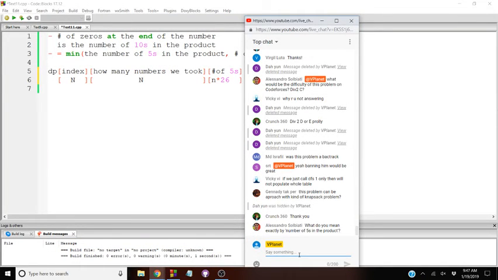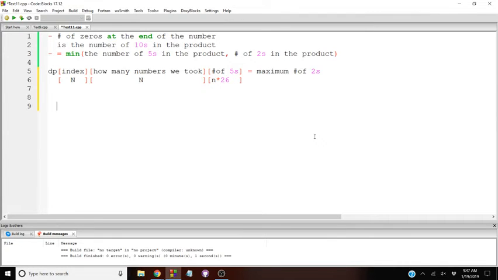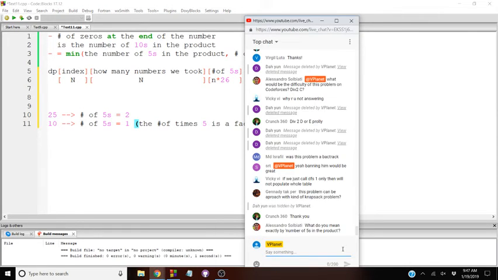The number of 5's in the product is like the number of factors. For example, if you have the number 25, the number of 5's equals 2. And if you have the number 10, the number of 5's equals 1, because it's basically the number of times 5 is a factor. And the same thing for the number of 2's. I hope that answers your question.